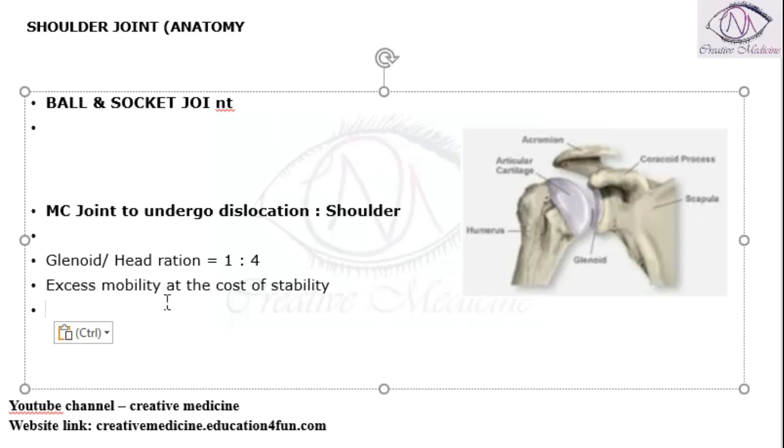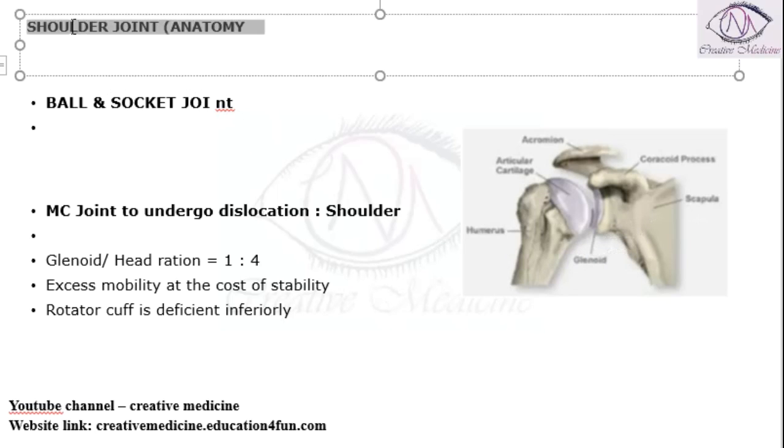Excess mobility can occur at the cost of stability. The most mobile joint is also the shoulder joint, but because of this greater mobility, the stability of the joint is less, and the rotator cuff is deficient inferiorly. Inferiorly you see nothing, so there is rotator cuff deficiency seen inferiorly in the shoulder joint.